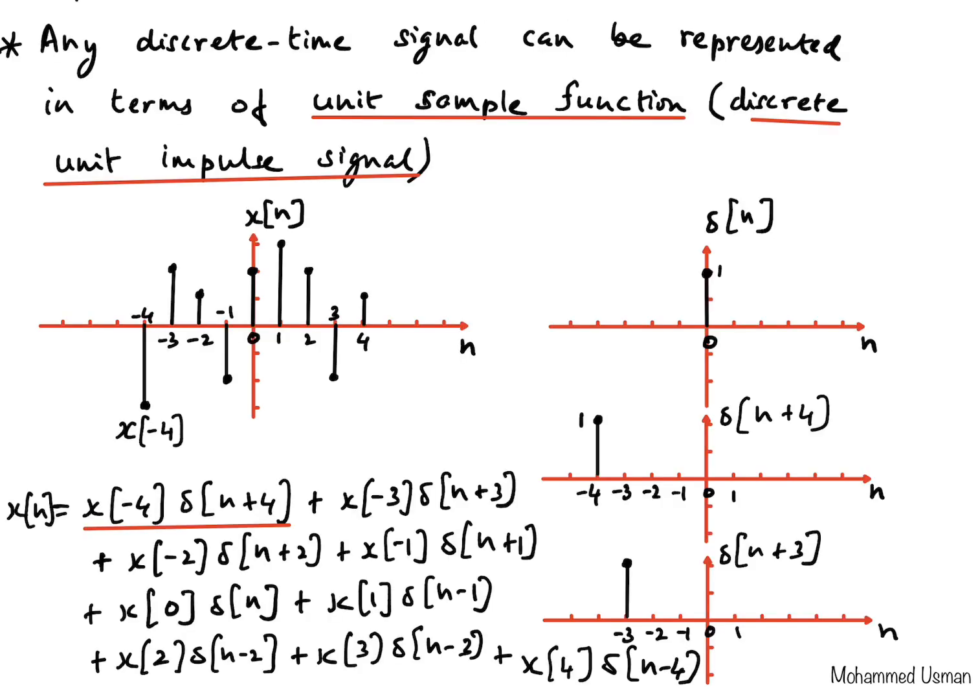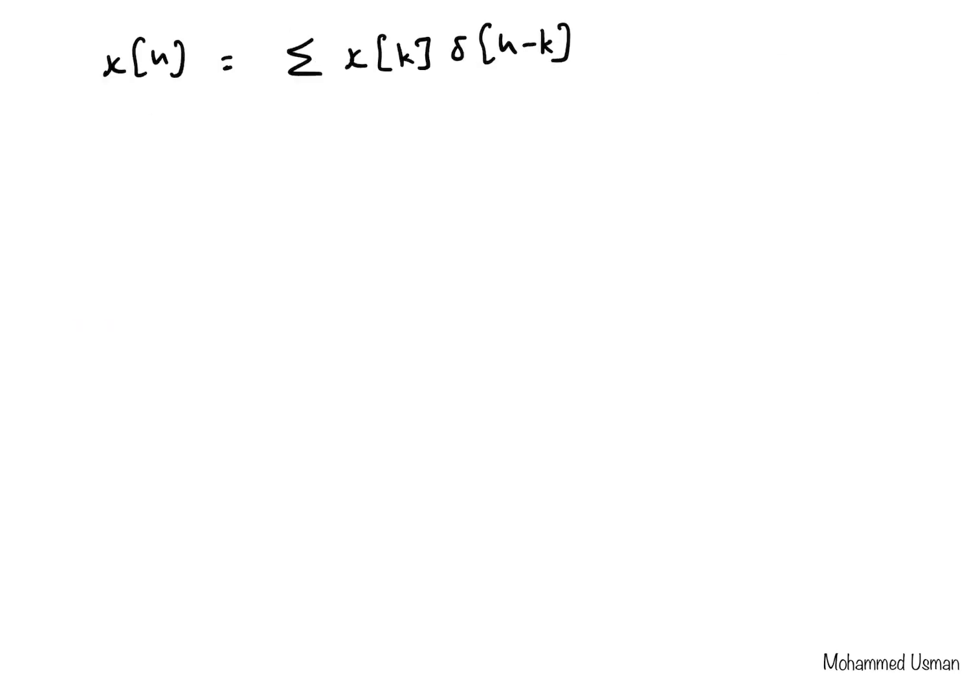So if you look here, it is x of k times delta of n minus k. So n minus minus 4 will become n plus 4. So x of k is minus 3 here. So x of minus 3 into delta of n minus minus 3. So n plus 3 and so on. So it is x of k delta of n minus k. And we are summing it up for all values of k.